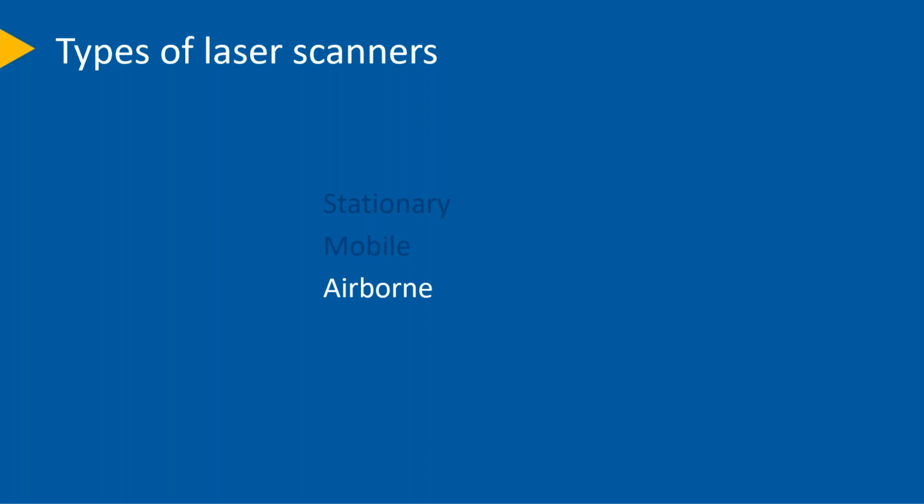Then you also have airborne laser scanning. This is very similar to mobile, except you're mounting the laser scanner to some sort of an airborne vehicle, such as a plane or maybe even a drone. And then we have an area called handheld laser scanners. Now these are interesting in that, just like the name implies, you can hold these in your hand and use them much the same way you can imagine spray painting something.